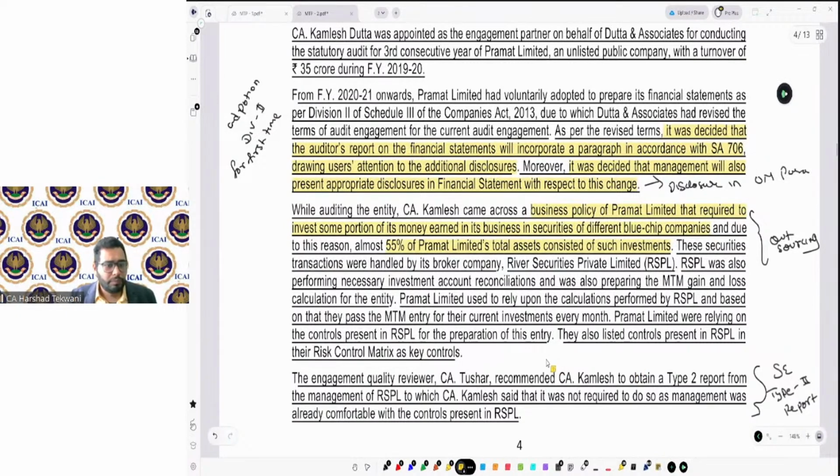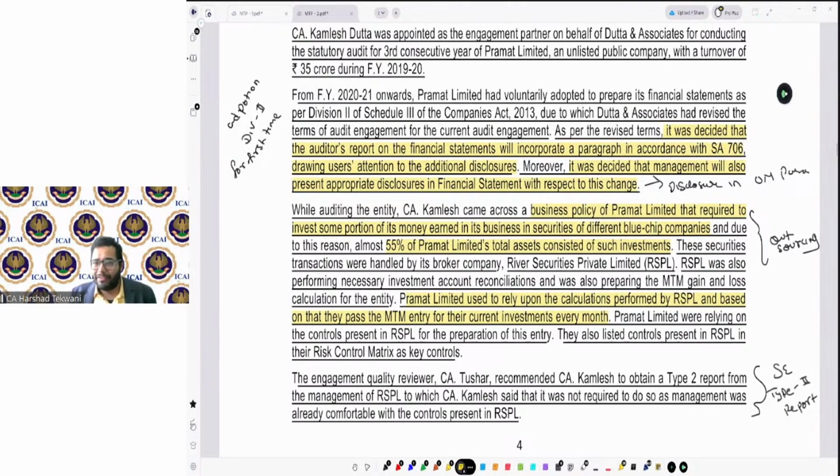Now, plus there was also M2M for their current investments. So RSPL used to rely upon the calculation performed by RSPL, and based on that, they passed the mark-to-market entry for their current investment every month. So they were valuing the investment, bringing the investment to the fair value. Substantially all of its investment on a fair value basis. They were measuring and evaluating the performance on a fair value basis.